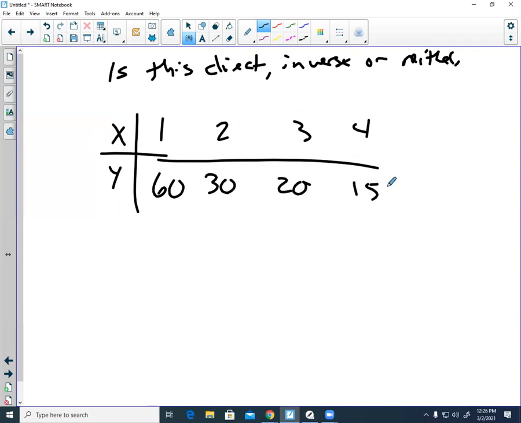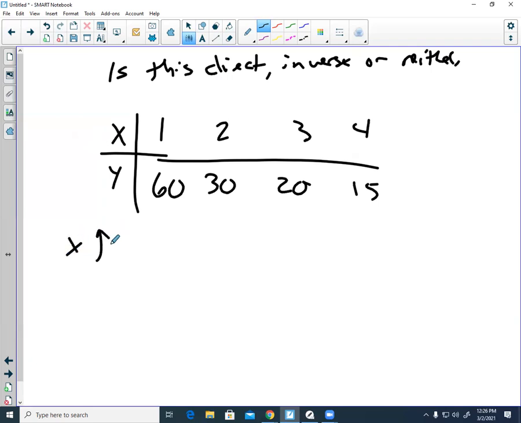So right now I'm trying to decide, is this direct, is it inverse, or is it neither? Now remember a couple things about direct and inverse. Direct means as one increases, the other increases. And inverse means as one increases, the other decreases. So if you look at this right now, are the x's increasing or decreasing? They're increasing. Are the y's increasing or decreasing? They're decreasing.